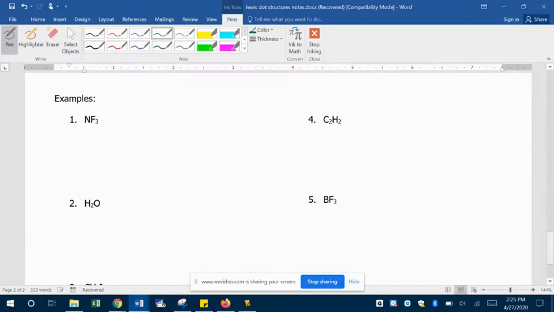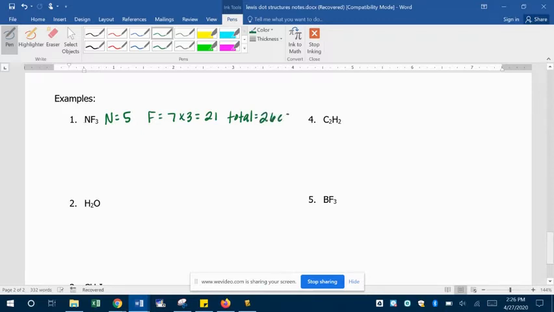So here in our first thing, we have nitrogen trifluoride. Nitrogen has 5 valence electrons, and fluorine has 7. But we have 3 fluorine atoms, so we would take that 7 and multiply times 3. 7 times 3 is 21. So from nitrogen, we're getting 5. From fluorine, we're getting 21. So we have a total of 26 electrons to work with.